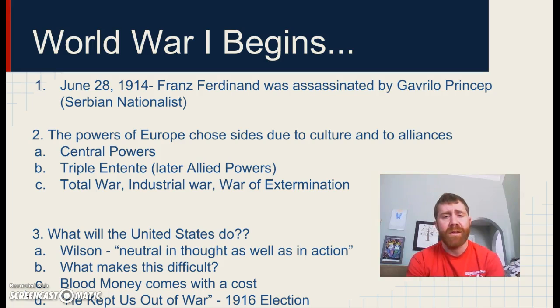And we will see in July that Germany will issue Austria-Hungary essentially a blank check, whatever supplies they need to fight their war against Serbia. Germany is there for their ally.